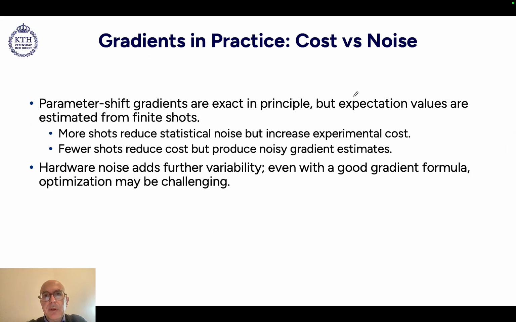What are practical considerations when dealing with gradients in quantum neural networks? Well, the parameter shift gradients are exact in principle, but expectation values are estimated from finite shots and therefore are affected by noise. More shots reduce statistical noise, but increase the cost of running the circuit many times. Fewer shots, however, provide a noisy gradient estimate. Hardware noise, in addition, provides more variability. Even with a good gradient formula, optimizing might be challenging.